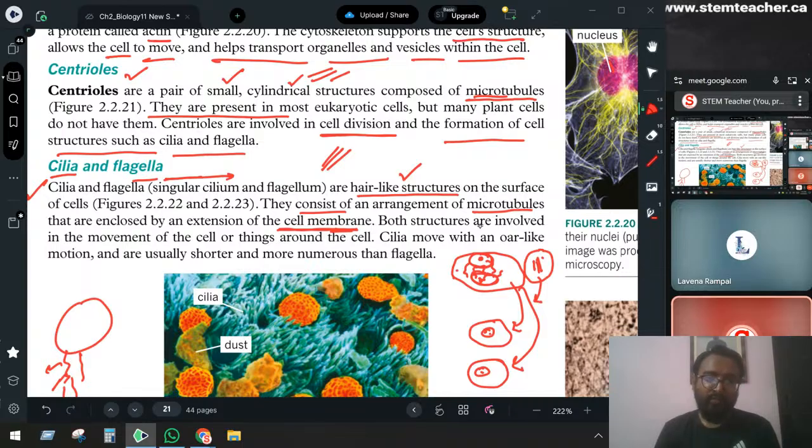Both structures are involved in the movement of the cell and things around the cell. So cells should not sit together. They are to be connected with others also. Cilia move with an oar-like motion and are usually shorter and more numerous than flagella. Flagella are longer and fewer, and cilia are shorter and more numerous. These more numerous hair-like structures are called cilia.